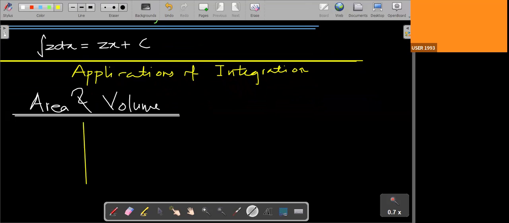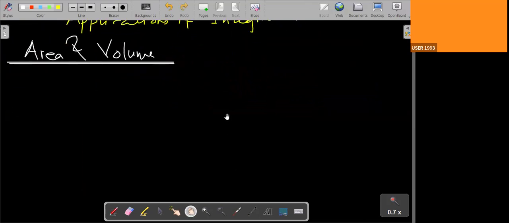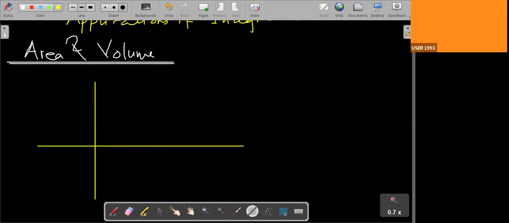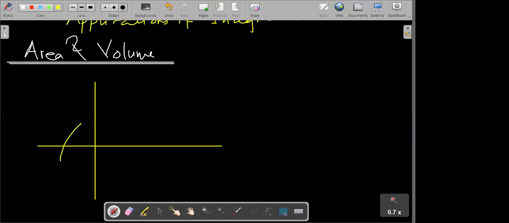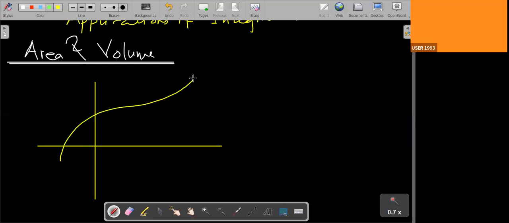Imagine you have a curve like this. Say just y equals f of x curve. And you're supposed to find the area, say from A to B. I mean this area.